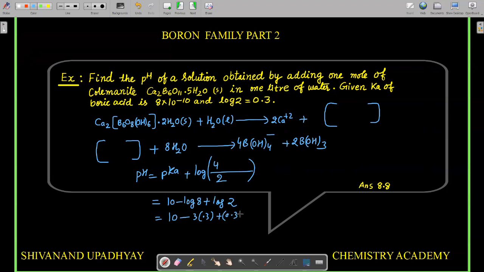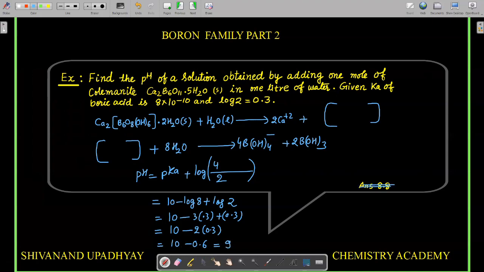So we can simplify this because 8 is 2 to the power 3, so 3 log 2 is 3 into 0.3. So if I am simplifying, I am getting that this value is 10 minus 2 times of 0.3. So that is equal to 10 minus 0.6. 10 minus 0.6 आ रहा है 9.4. एक बार चेक कर लेते हैं. 9.4 will be the answer.